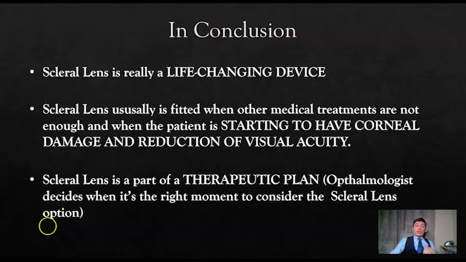A scleral lens is usually fitted when other medical treatments are not enough and when the patient is starting to have corneal damage and reduction of visual acuity. A scleral lens is part of a therapeutic plan, so the ophthalmologist decides when it's the right moment to consider the scleral lens option.